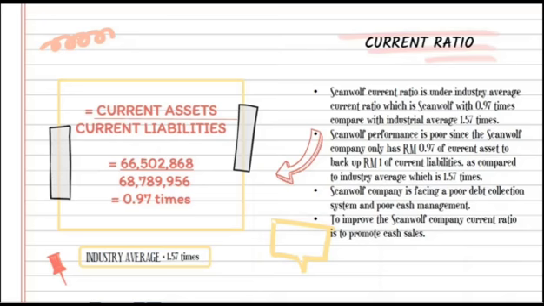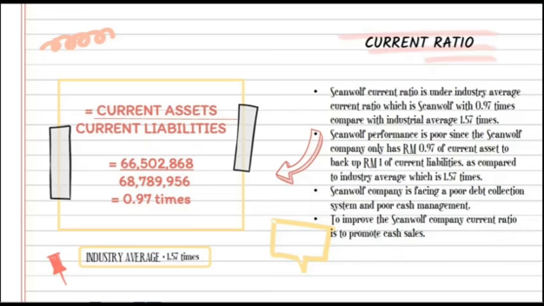Current ratio formula is current assets divided by current liabilities. This is to show how much money of the current assets is available to cover their current liabilities. Okay, we go through the calculation first.